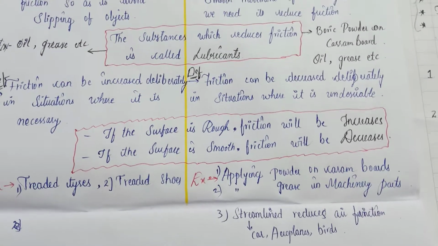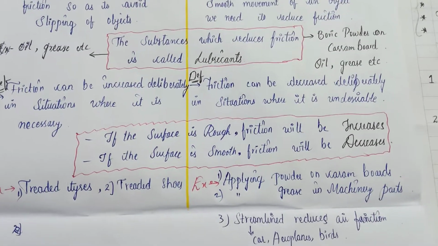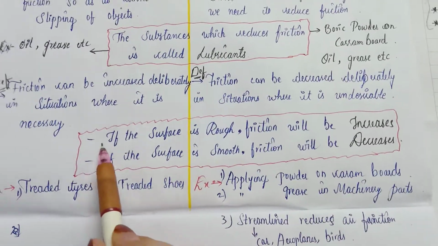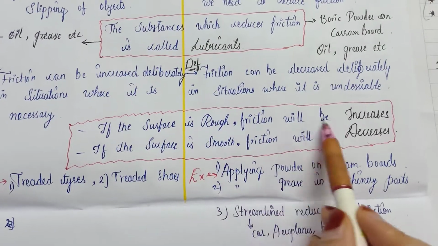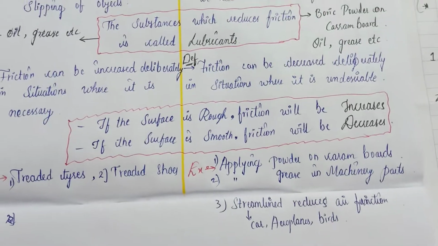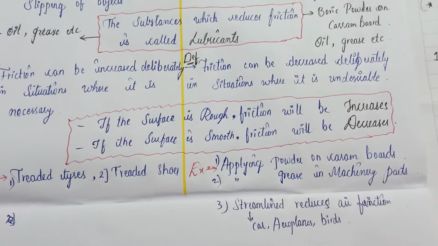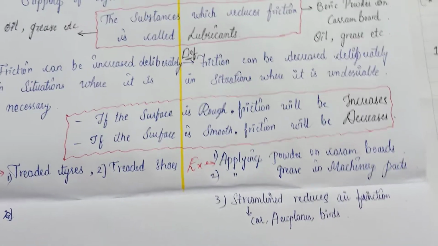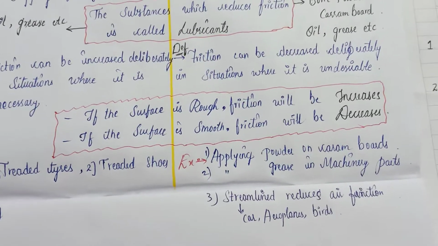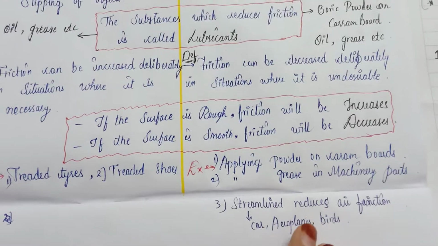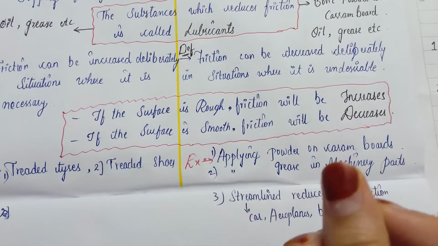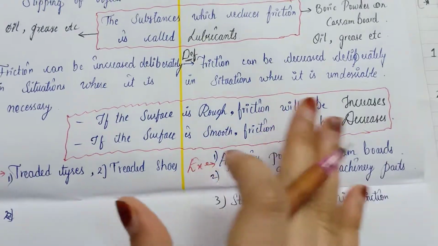Friction depends upon the nature of the surface, as we discussed last class. If the surface is rough, friction will increase, and if the surface is smooth, friction will decrease. One main common way to increase friction is to make the surface rough. So if you have a smooth surface and you want to increase the friction, just make the surface rough by pouring some powder or something which is rough in nature.